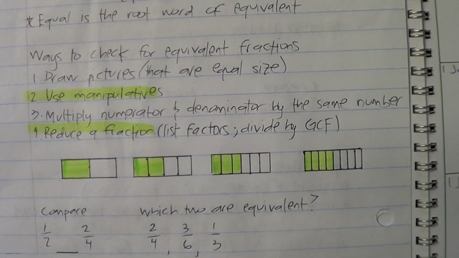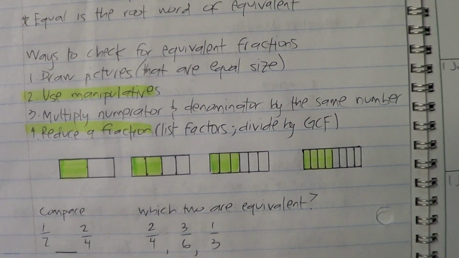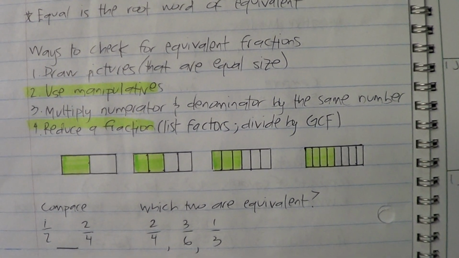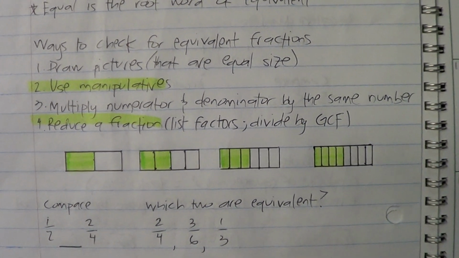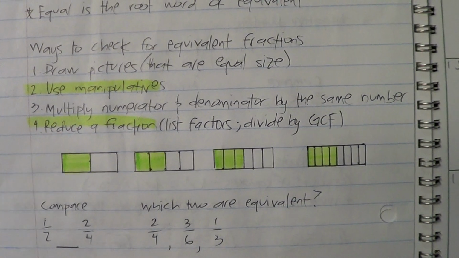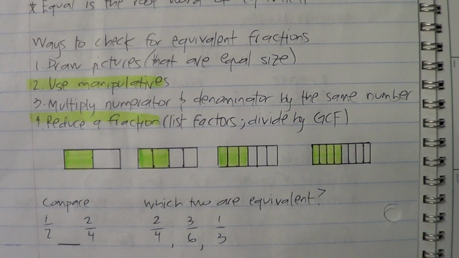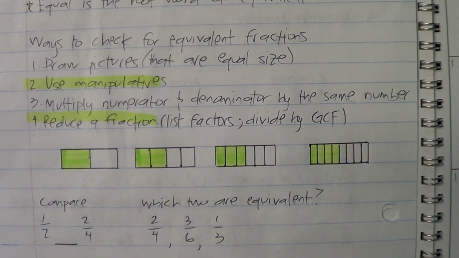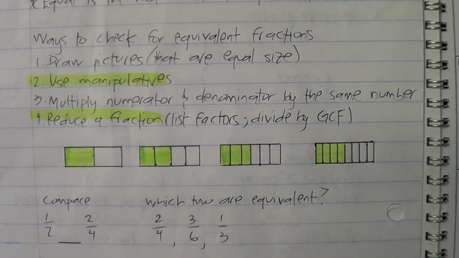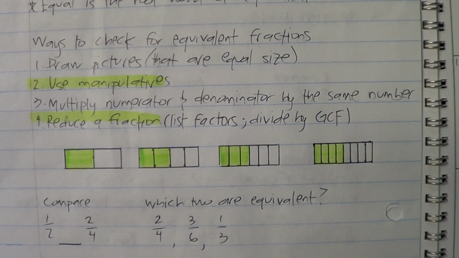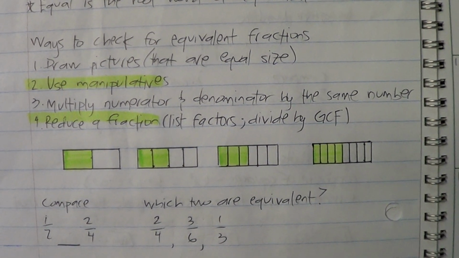Another way that you can do it is by simply multiplying the numerator and the denominator by the same number. We'll get into that in some future lessons. And then the last way is to simply reduce. Remember, to reduce, we need to list the factors out for both numbers, and then we're going to take the biggest factor that's the same, and we're going to divide by that. We call that the GCF.